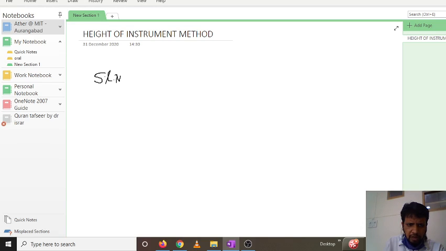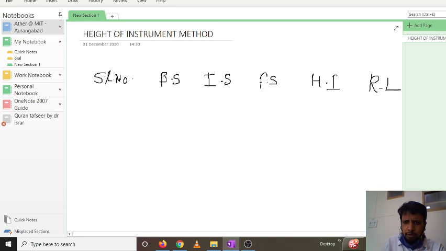The first one is serial number, backsight, intermediate sight, foresight, then HI, and finally RL. I hope that this particular part is already taken in your lecture sessions. So the first reading that we have taken is on the benchmark.